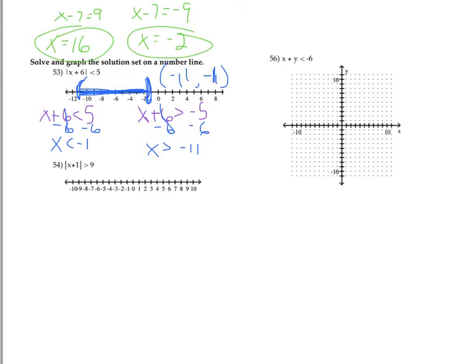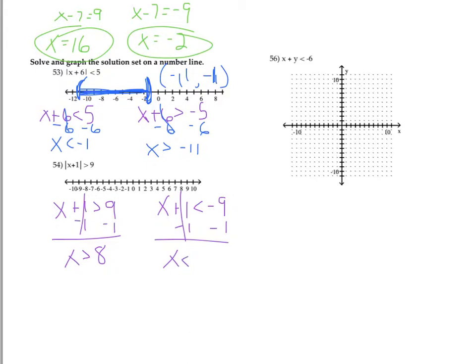Here we've got x plus 1 is greater than positive 9, x plus 1 is less than negative 9. So subtract 1 from both sides, x is greater than 8. Subtract 1 from both sides, x is less than negative 10. So greater than 8 is this way, that's parentheses, and then less than negative 10, that's this way. Our interval notation would be negative infinity to negative 10, and then 8 to infinity.